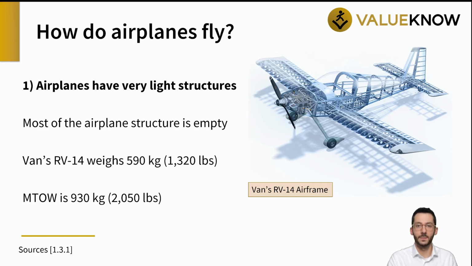The same logic applies to larger aircraft too. The RV14 weight can be as much as 930 kilograms or 2,000 pounds. So, understanding light structures is critical when designing aircraft, as it directly impacts their ability to achieve and sustain flight. This principle is, of course, fundamental in any endeavor you take in aeronautical engineering.